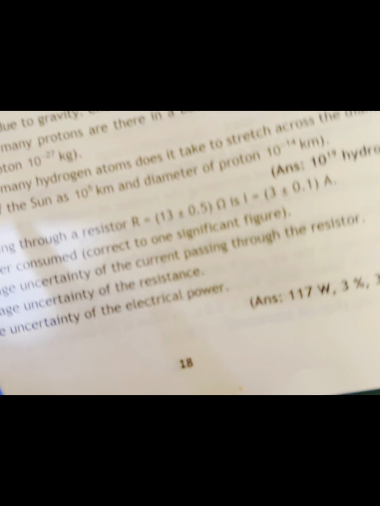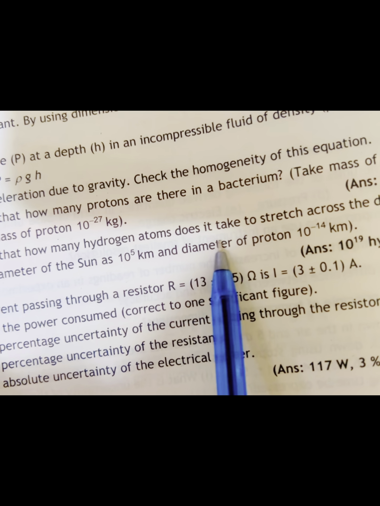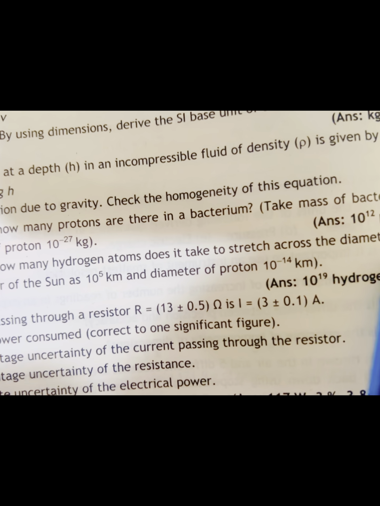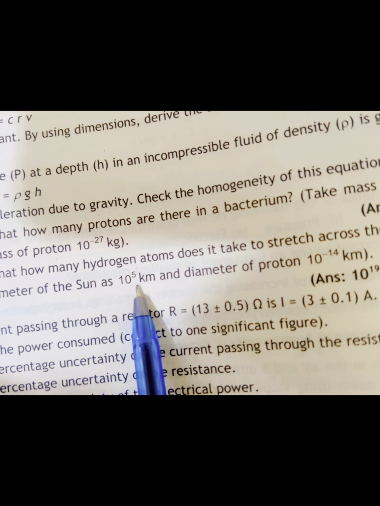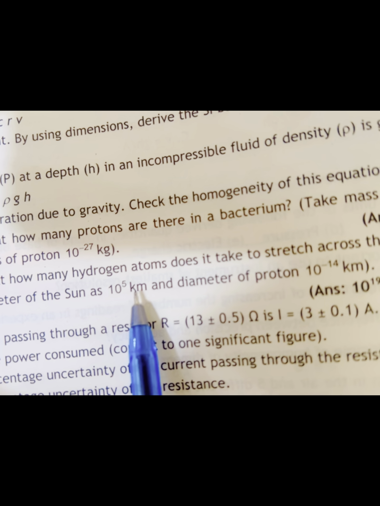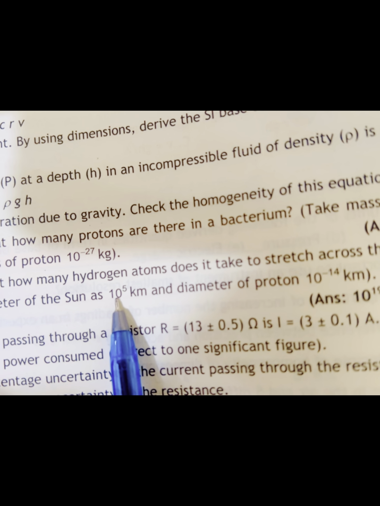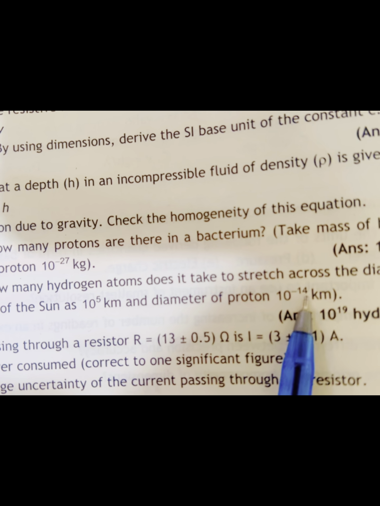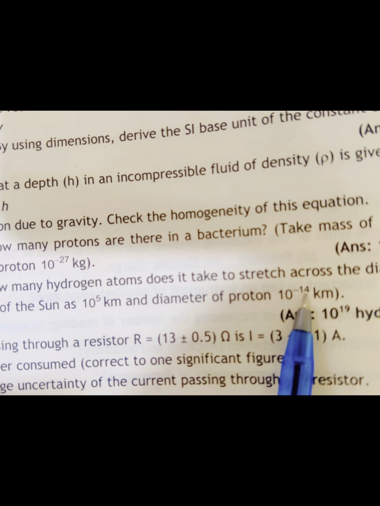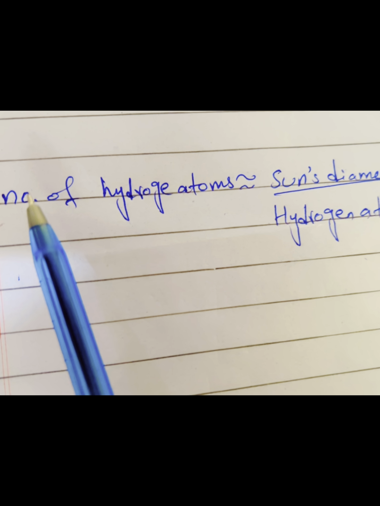So next, for numerical number 7, we have: estimate how many hydrogen atoms it takes to stretch across the diameter of the sun. Take the diameter of the sun as 10 raised to power 5 kilometers. We will convert it into meters: 10 raised to power 5 plus 3, 10 raised to power 8 meters. And the diameter of a hydrogen atom is 10 raised to power minus 14 kilometers. For kilo, 10 raised to power plus 3, and minus 14 plus 3 would become 10 raised to power minus 11. We would use this formula for the solution of this numerical.